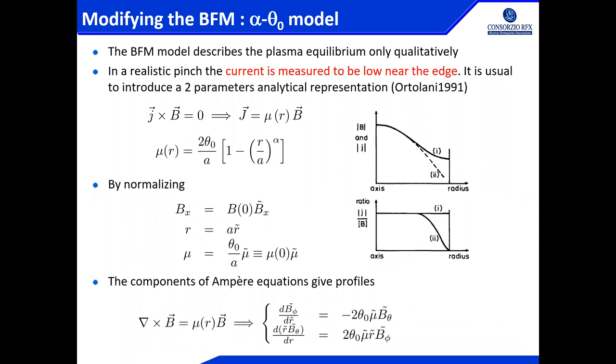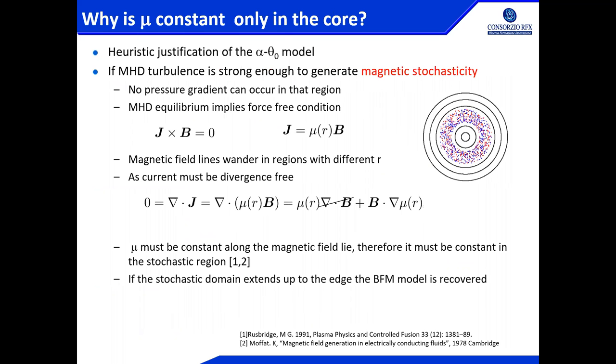Now, in fact, we were unhappy about the fact that mu was constant at the edge, and so it was empirically modified, allowing it to be constant in the core and decreasing at the edge. So if you work out the details, you obtain the alpha theta zero model, which we are still using these days, just to represent the equilibrium in order to do some kind of remapping, computation, ideal stability, and so on and so forth. And a first, very coarse justification of why it could be is by introducing the concept of stochasticity.